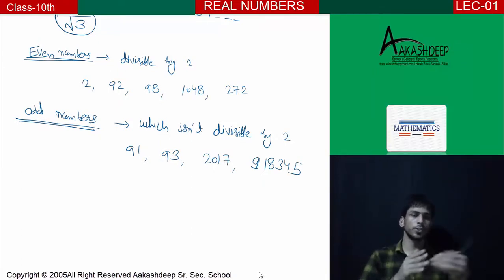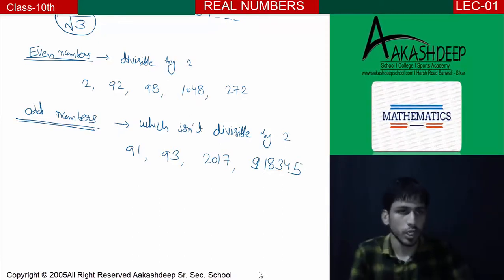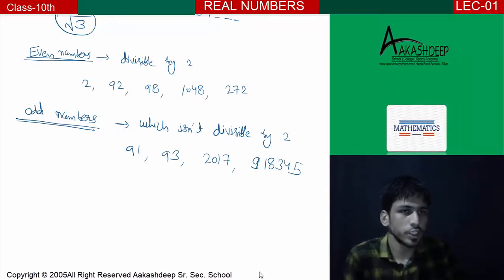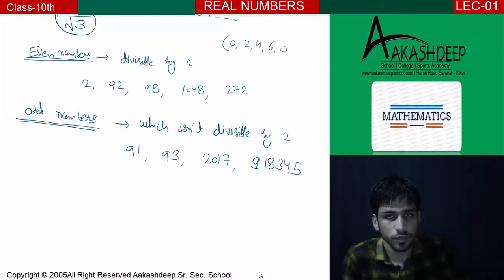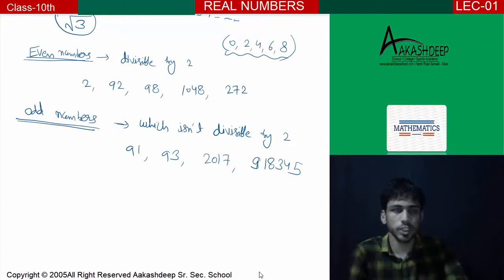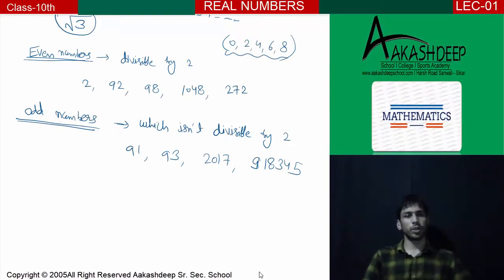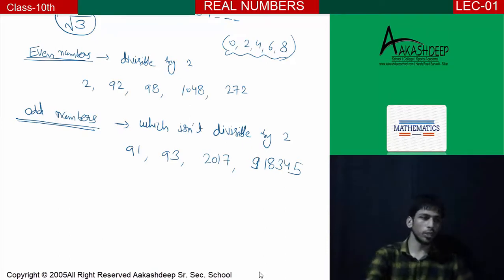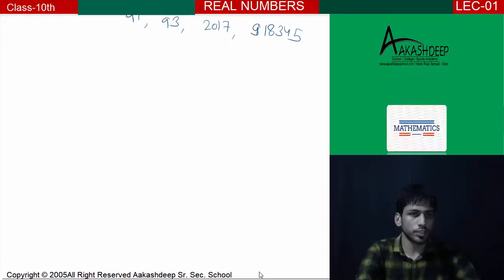So to find whether a given number is even or odd, first of all we have to divide by 2. If it is divisible by 2, then it's an even number, otherwise it is an odd number. So we can say the unit digit of an even number will always be 0, 2, 4, 6, 8. If the unit digit of that number is 0, 2, 4, 6, 8, then that number will be an even number, otherwise it will be an odd number. Next we have prime numbers.